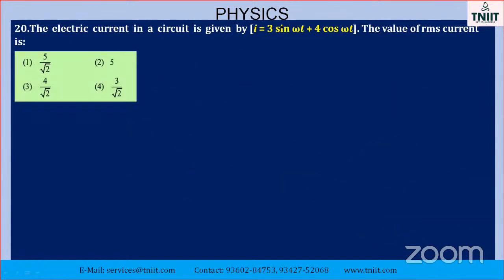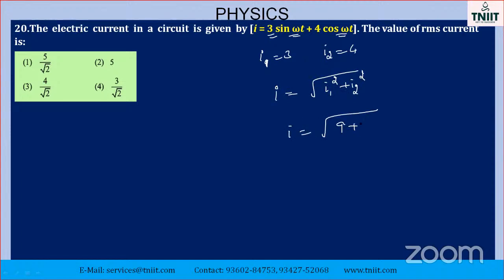Electric current is given by this. What is the RMS value? What is the first amplitude current? I1, 3. What is the second amplitude current? 4. One is sine function, the other one is a cos function. So the resultant current should be root of I1 squared plus I2 squared. That is nothing but root of 9 plus 16. That I value is root 25. But this is peak value.